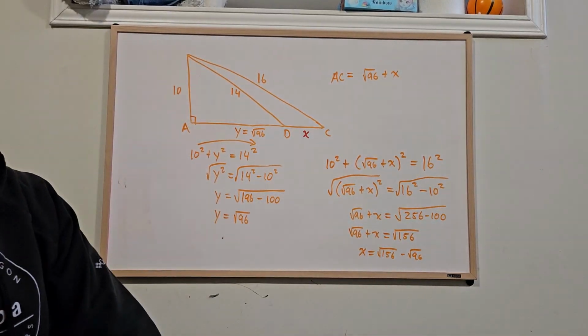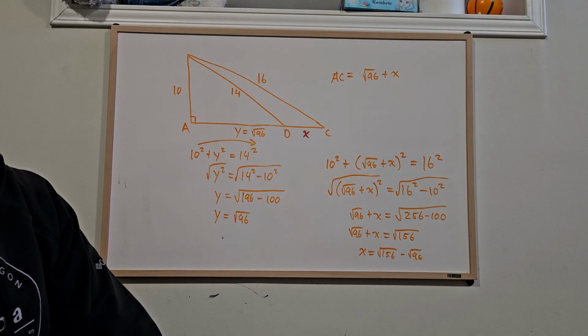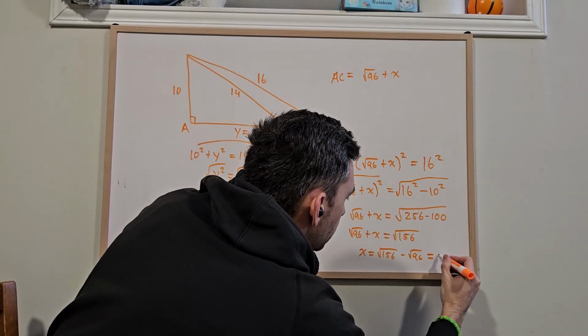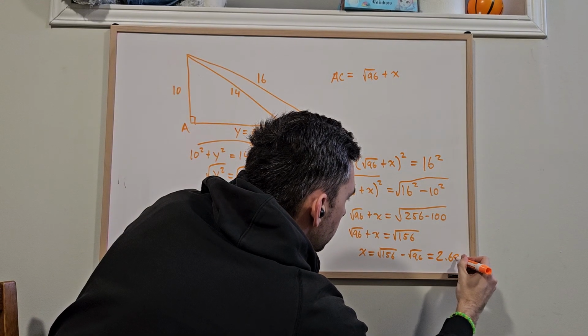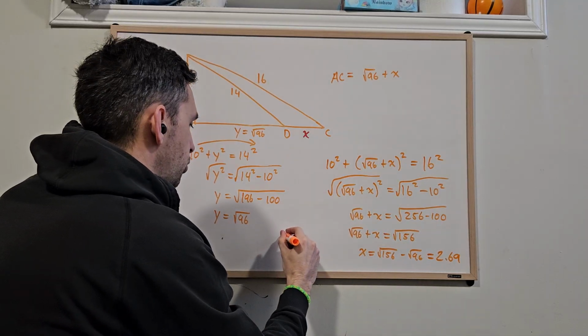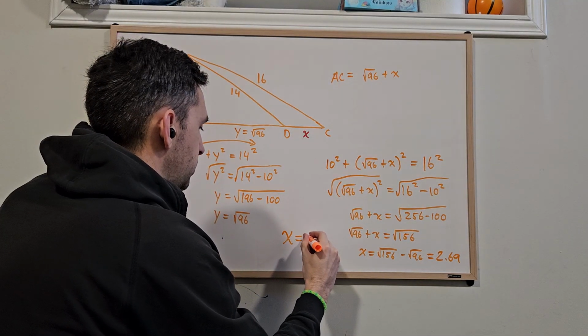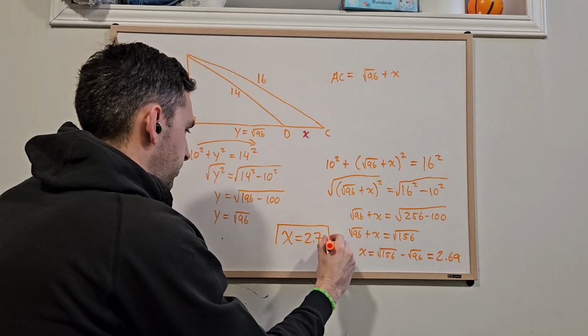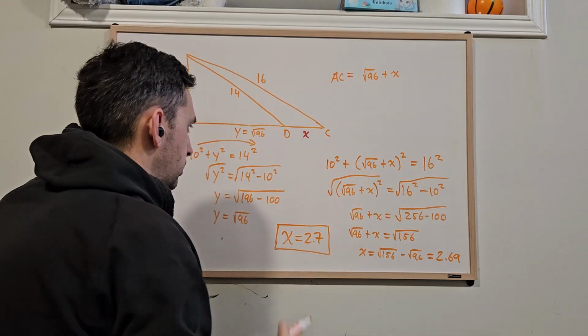If you go ahead and punch that into your calculator, you will get 2.69, or you can just call it 2.7. So x will be equal to 2.7, and that will be your final answer there.